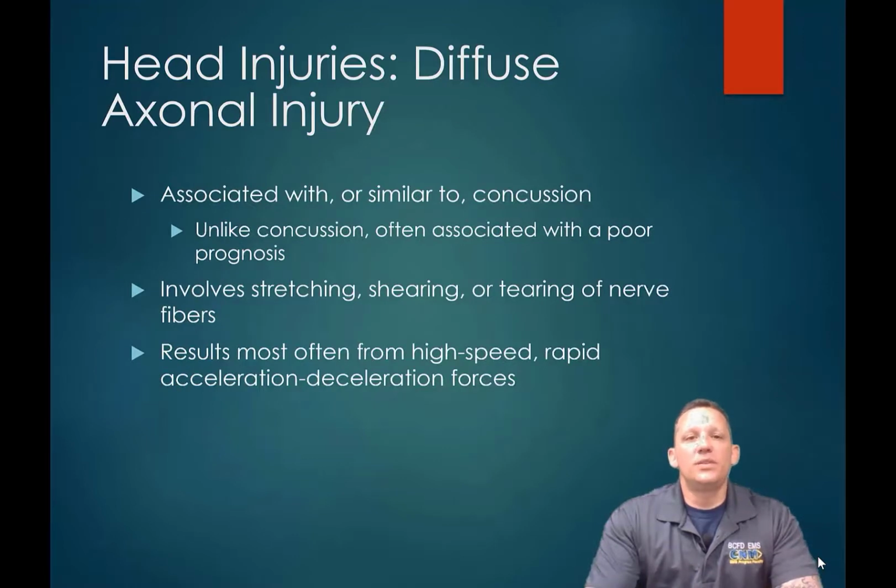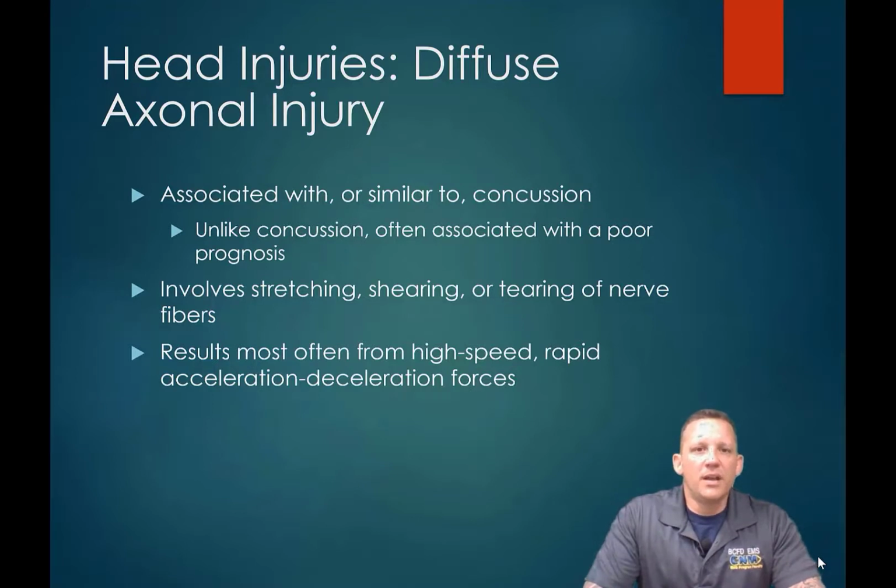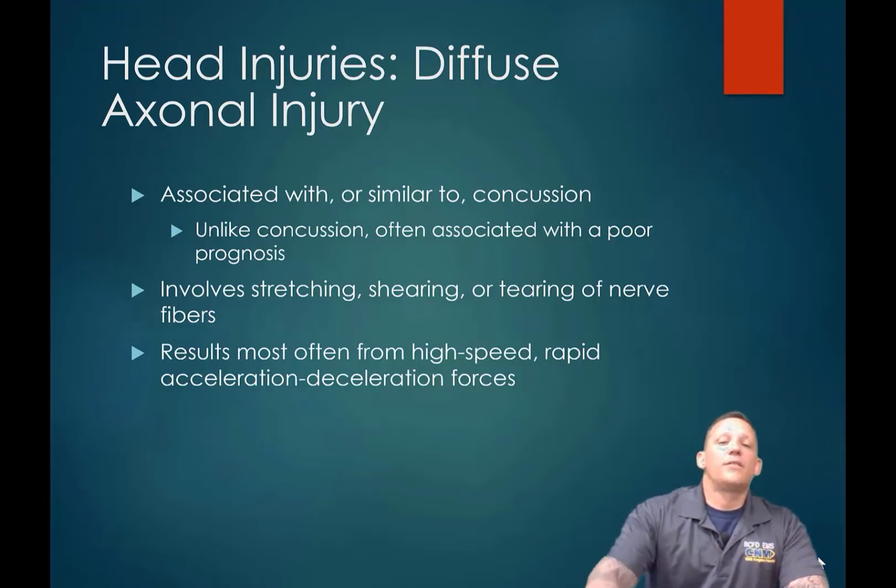Now we're going to move towards diffuse axonal injuries. This is very similar to a concussion, but unlike the concussion, it's often associated with a poor prognosis. So this involves stretching, shearing, or tearing of nerve fibers, and this is generally from a very high speed, high energy event, where we have a massive amount of force applied to the brain. You can think of this as, say, a head-on collision at high rates of speed, with or without impacting a steering wheel or any other part of the vehicle.